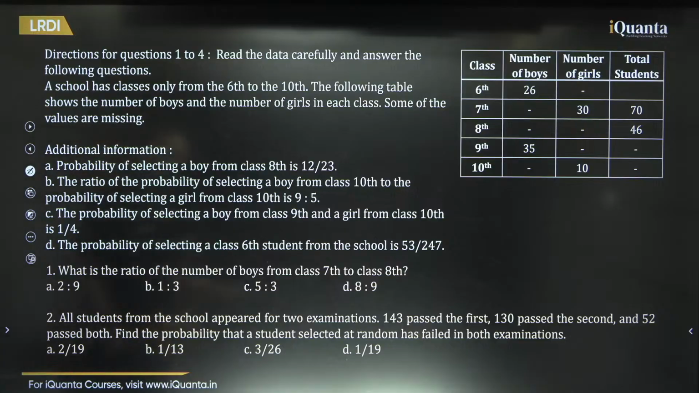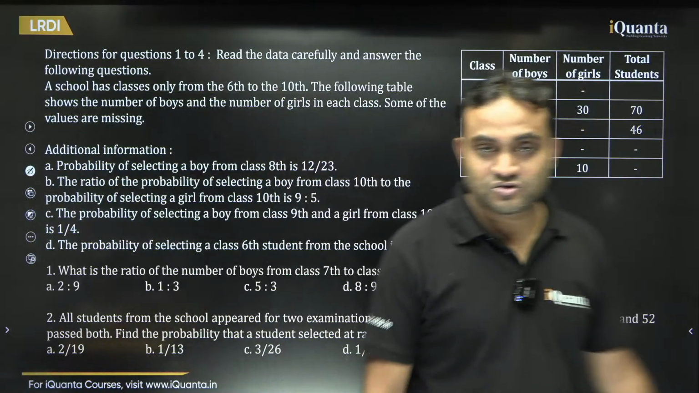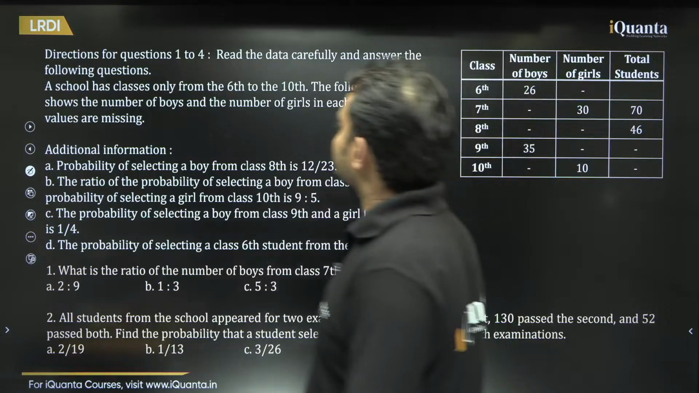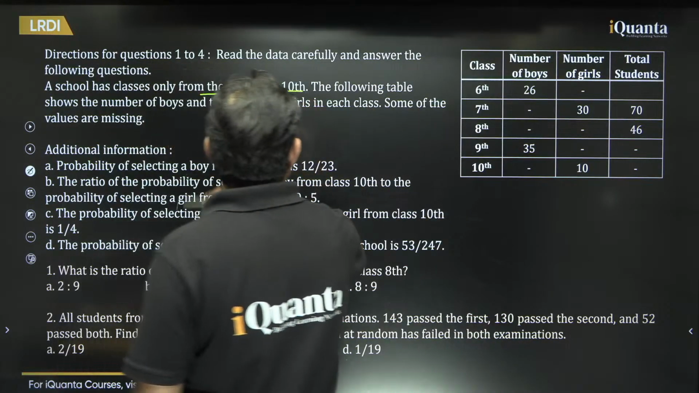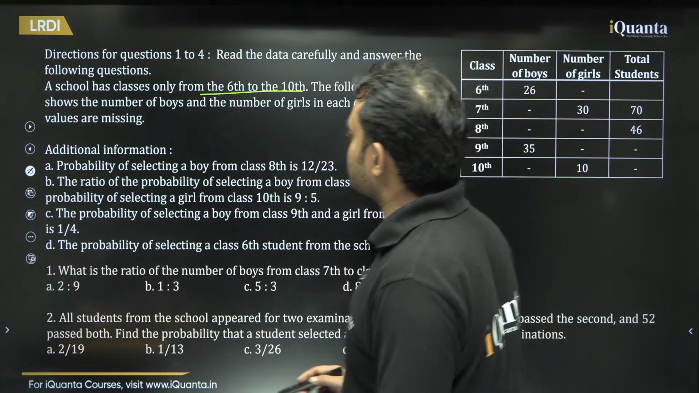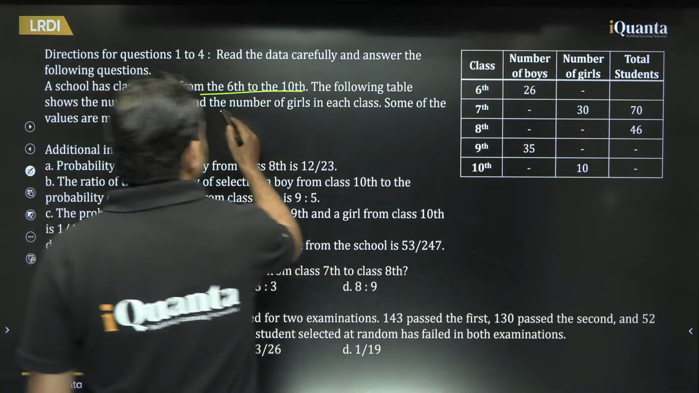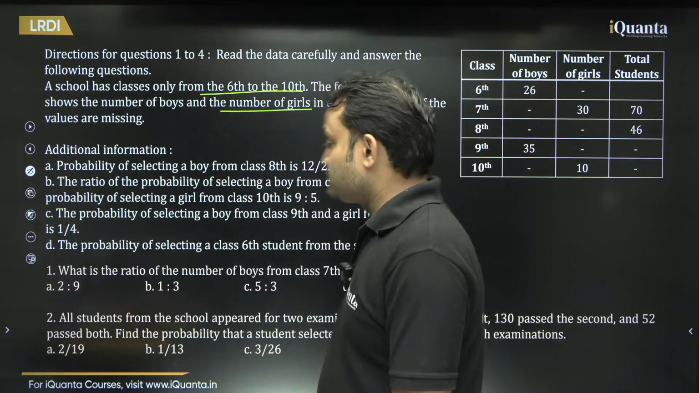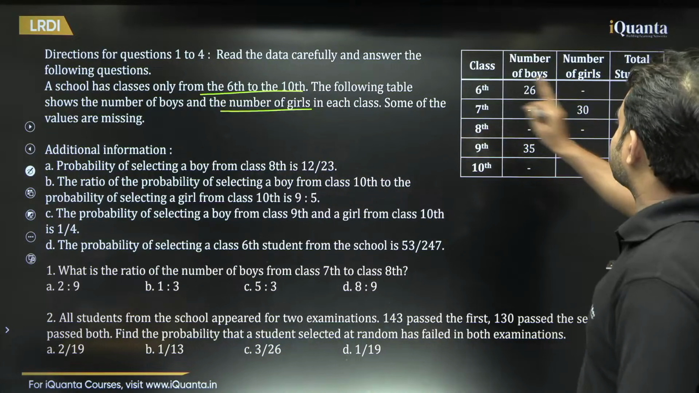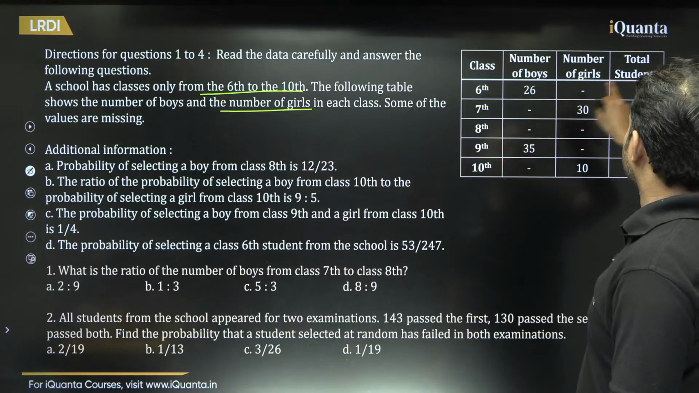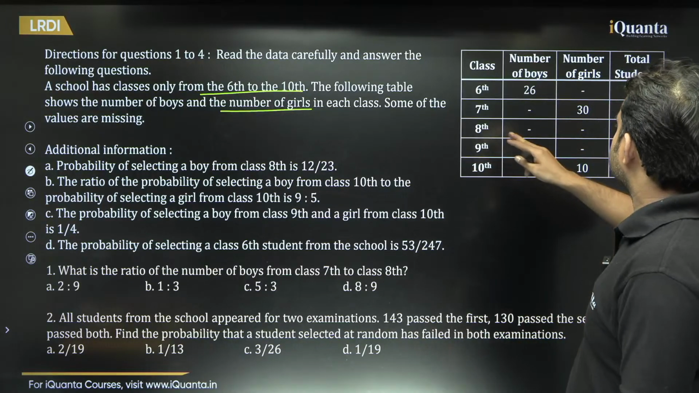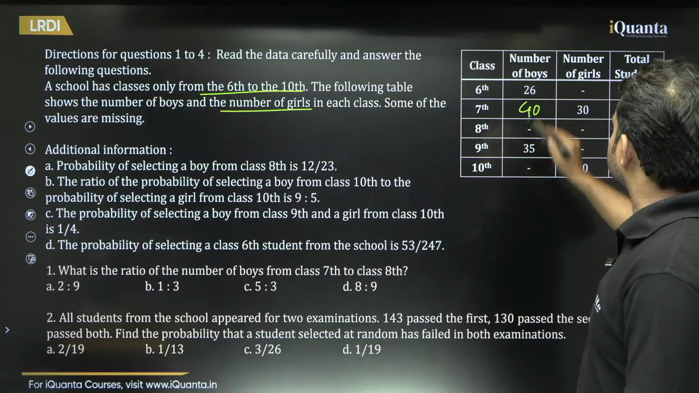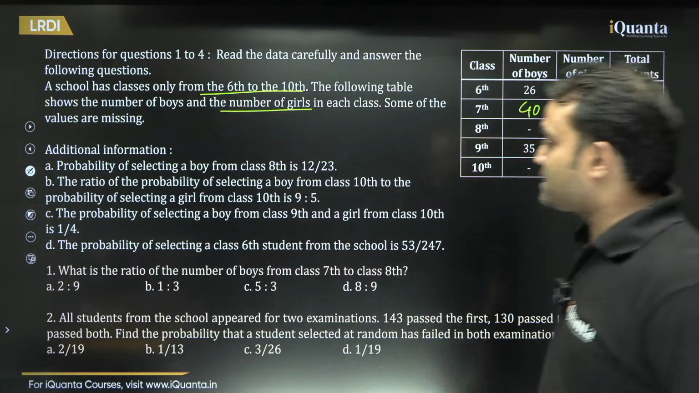All right. Okay. So, till you are solving, let's discuss this one. A school has classes only from 6th to 10th. The following table shows the number of boys and the number of girls in each class. Some of the values are missing. So, this is the table given. In 6th class, number of boys has been given, number of girls, number of students are missing. 7th class, number of girls, total students has been given. We can find this as 40. Rest of them are still missing.